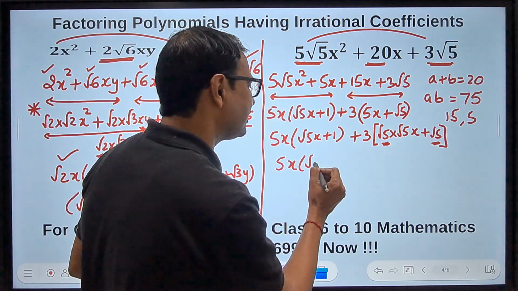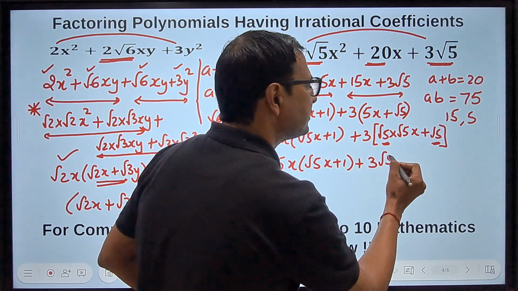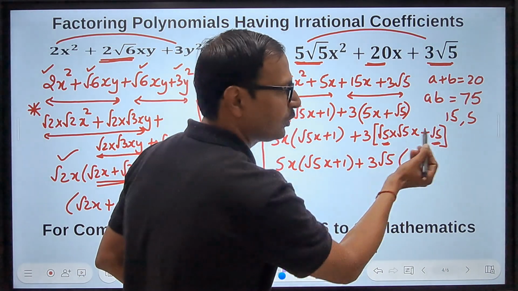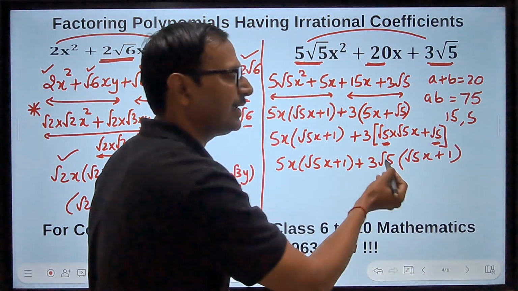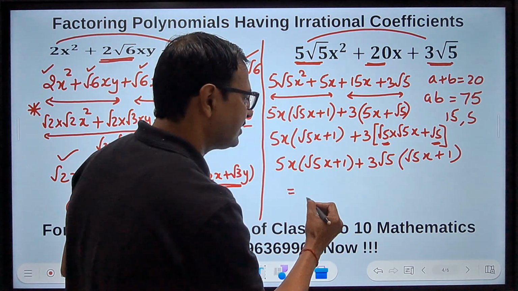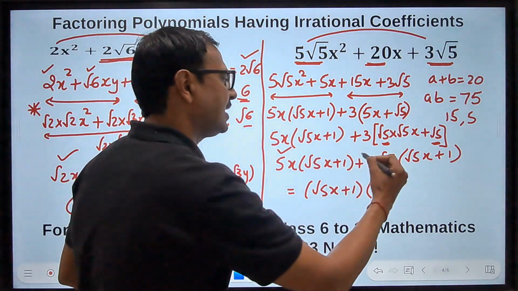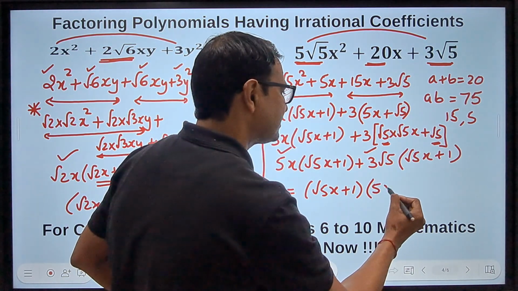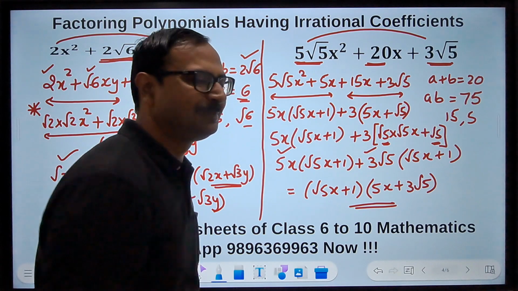That gives me the first part as it is. And the second part, a root 5 comes out along with this 3. We have a root 5 out, and you have this left out in the bracket. And now the bracket is same. So your answer, the bracket forms the first factor, and whatever lies outside the bracket, 5x plus 3 root 5, that forms the second factor.